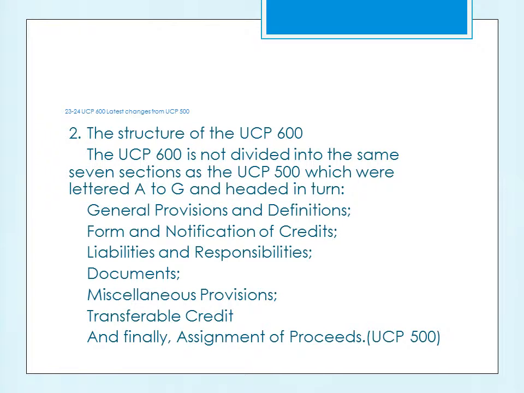Now we see the structure of UCP 600. The UCP 600 is not divided into the same 7 sections as the UCP 500, which were lettered A to G and headed in turn: general provisions and definitions, form and notifications of credits, liabilities and responsibilities, documents, miscellaneous provisions, transferable credit, and finally the assignment of proceeds.